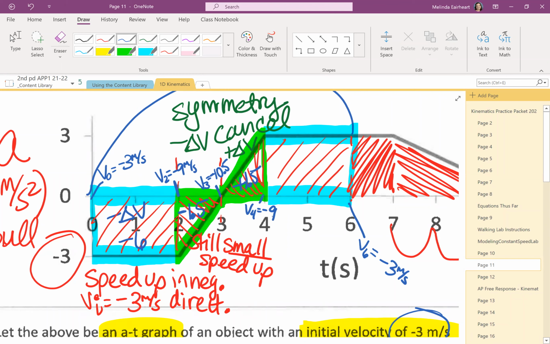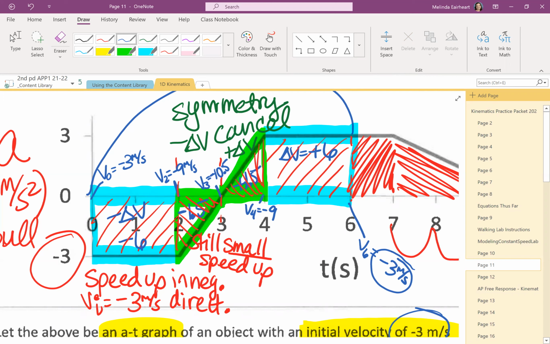Keep it going. 4 to 6 seconds. We got that 2 by 3, but now it's positive. So our change in velocity is a +6. And so that -9 needs to become more positive. What's the final velocity at 6 seconds? -3. And so it bookends your symmetry, okay?